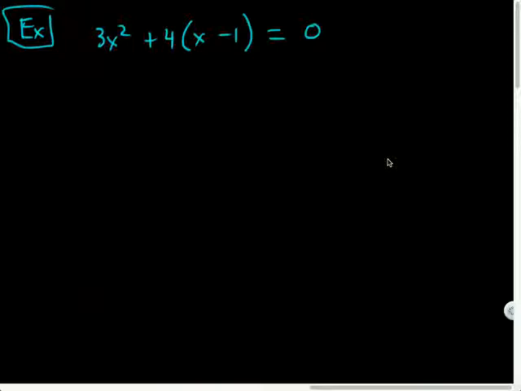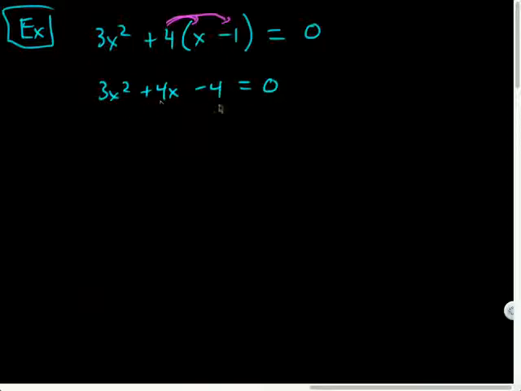So does that mean 3x squared equals 0 or 4 parentheses x minus 1 equals 0? No, because those aren't factored. I mean, this part of it's kind of factored, but I need the whole thing to be written as a product. So I guess we'll distribute this first? 3x squared plus 4x minus 4 equals 0.